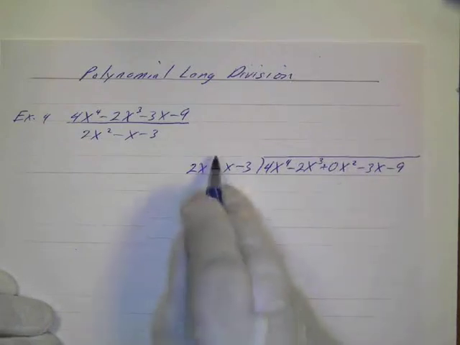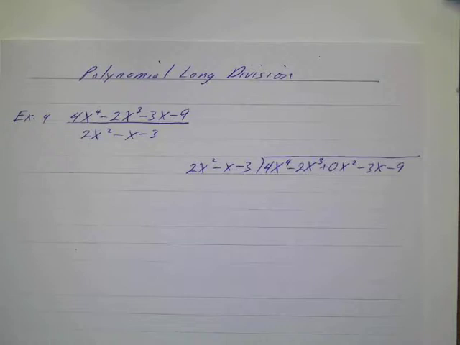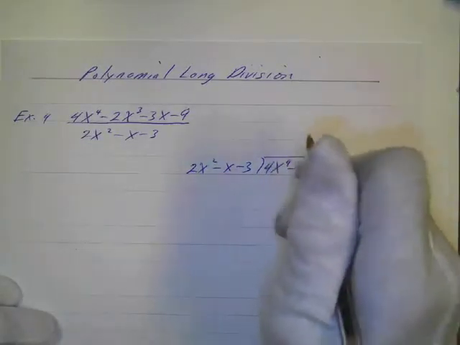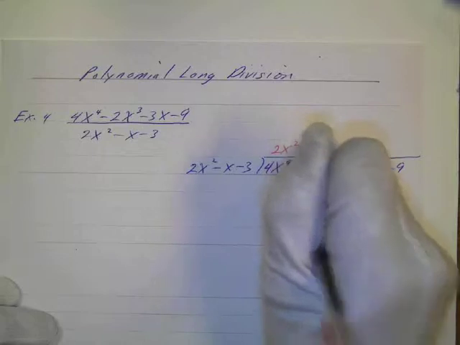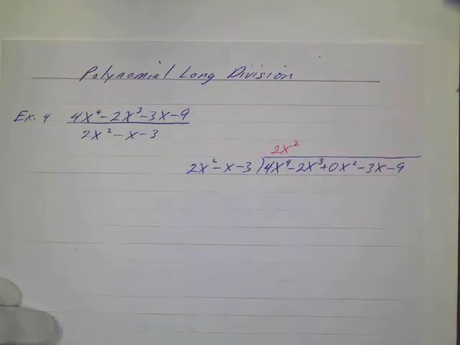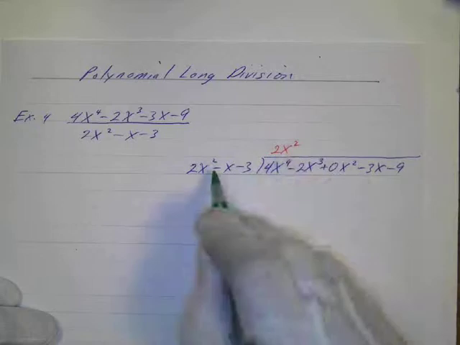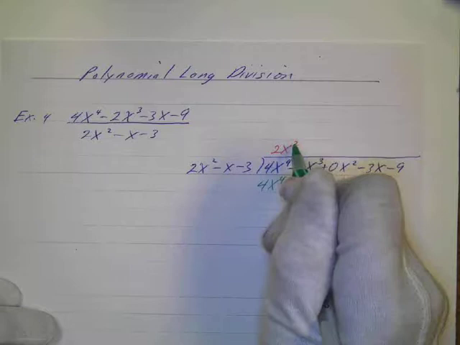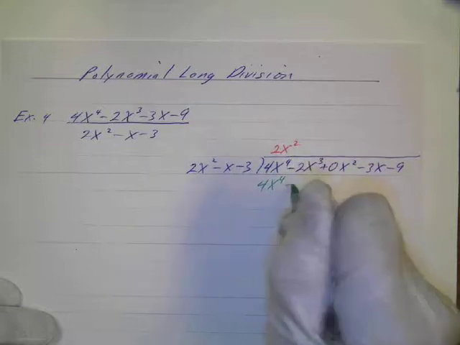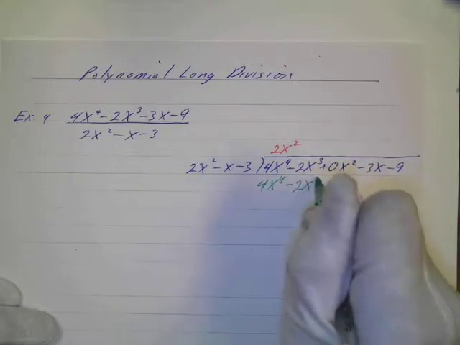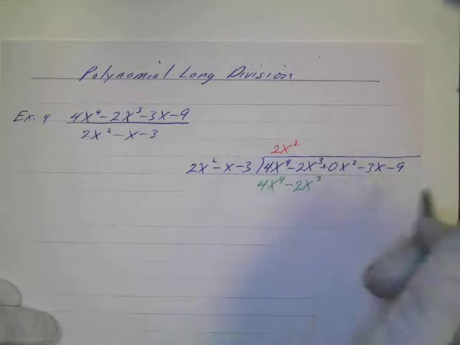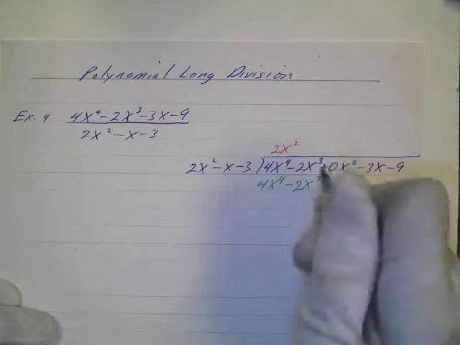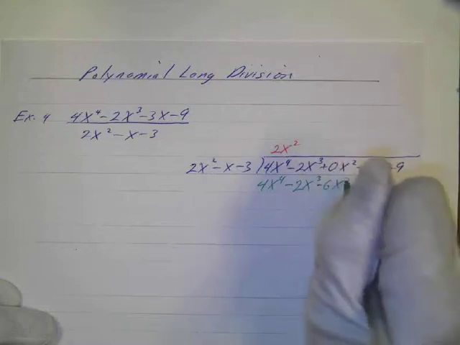We always just check the first term. So what do I have to multiply 2x squared by in order to make it look exactly like 4x to the fourth? I'm going to multiply by just 2x squared. I'll multiply. And this is going to be 4x to the fourth, which is what I want. And this is going to be negative 2x to the third, which is interesting. And then negative 6x squared.